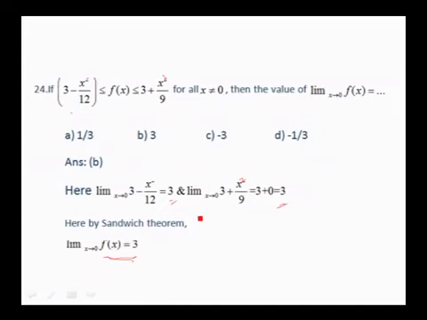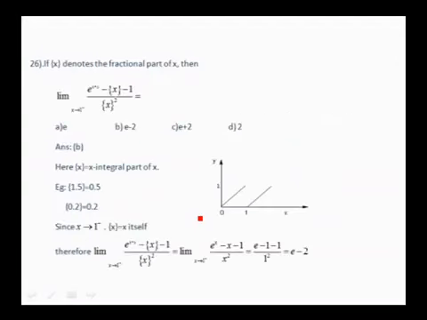In the sandwich theorem, if there are hx, fx, gx, and hx as x tends to 0 is L and gx as x tends to 0 is L, then fx also as x tends to 0 is L, meaning all three are equal. So the answer is 3.